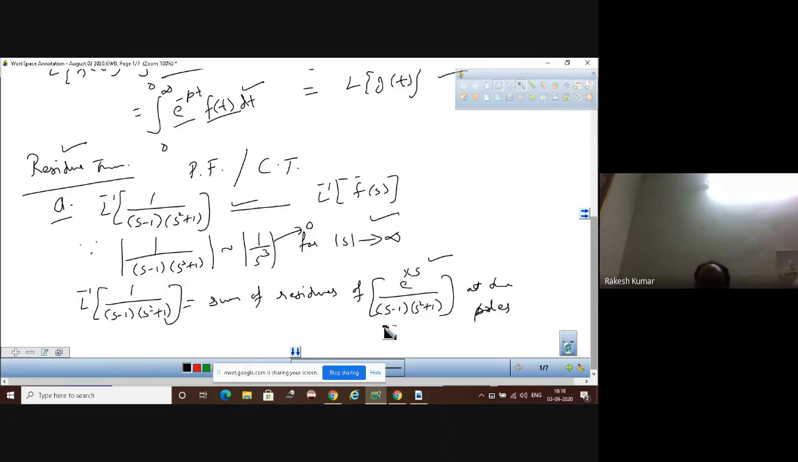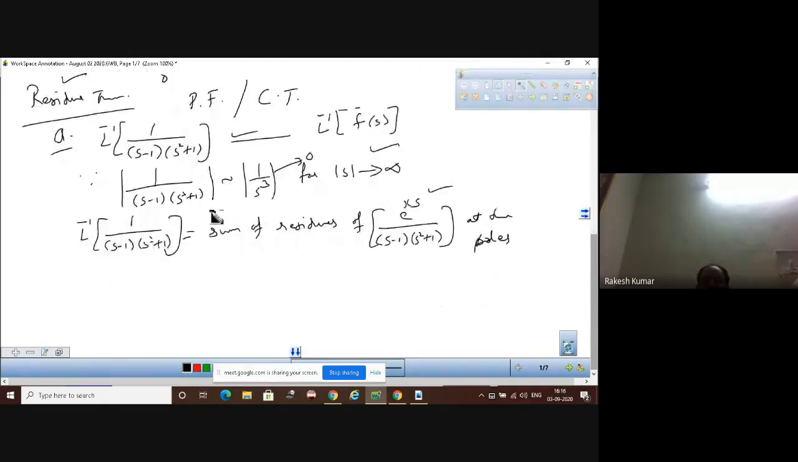and what are the poles and how to find them? Poles are very important, and how will you find out the poles? By putting the denominator value equal to 0. So if you put the denominator equal to 0, you will get s equal to 1 and plus minus iota. So the poles are s equal to 1 and plus minus iota.